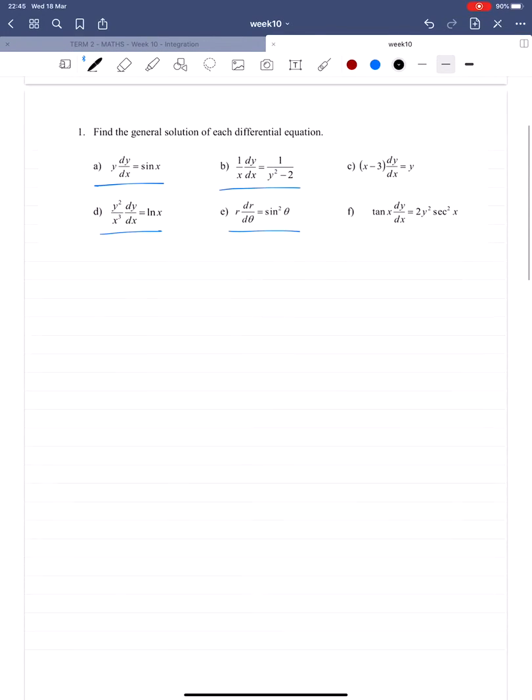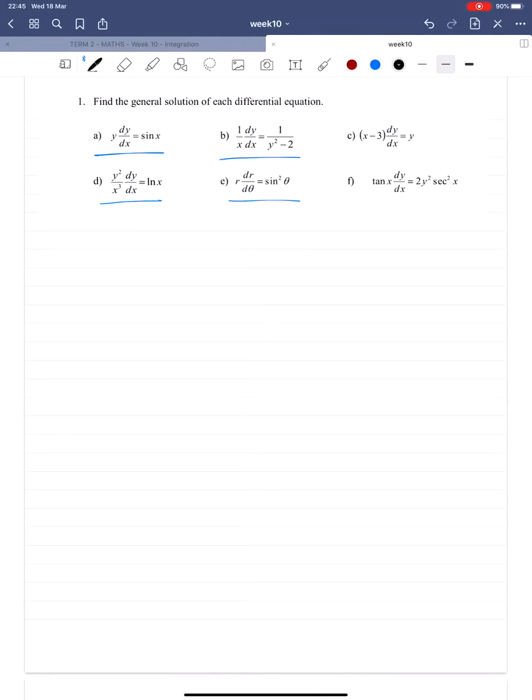So let's just get on with it. We're solving ordinary differential equations, equations that have derivatives in them, and we're going to be solving them by a method of integration called separation of variables. Because these question 1 ones are basically all the same, I decided I'd do A, B, D, and E. So let's jump straight in with A.